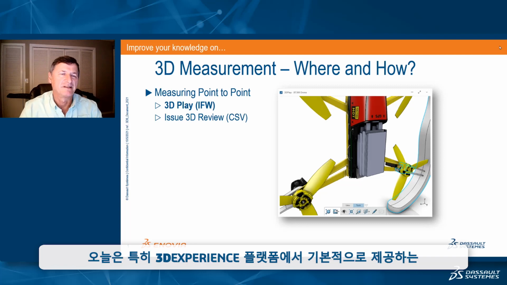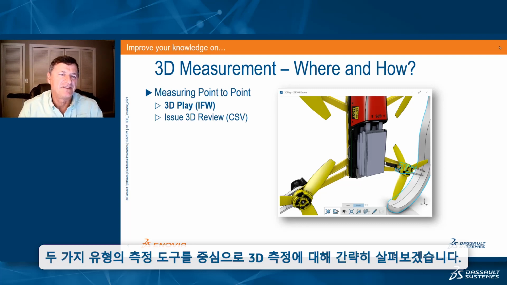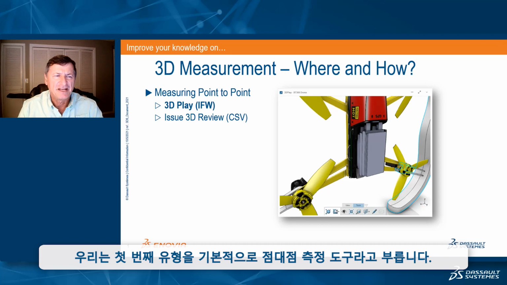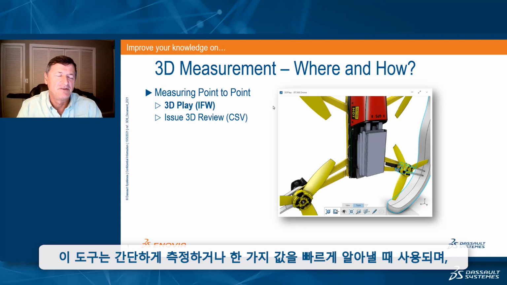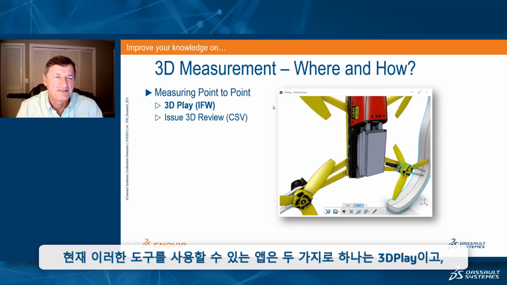Hello everyone, I'd like to spend a little time today to talk about 3D measurement. Specifically, the two types of primary measuring tools we have on the 3DEXPERIENCE platform. The first type is basically the point-to-point measurement tool. This is used to do simple measurements and quickly give us a single value.